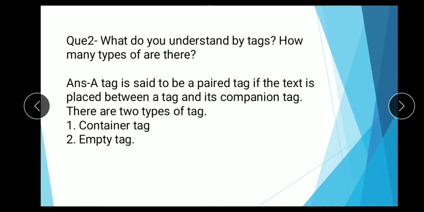Question number 2: What do you understand by tags? How many types are there? A tag is said to be a paired tag if the text is placed between a tag and its companion tag. There are two types of tags, container tag and empty tag.